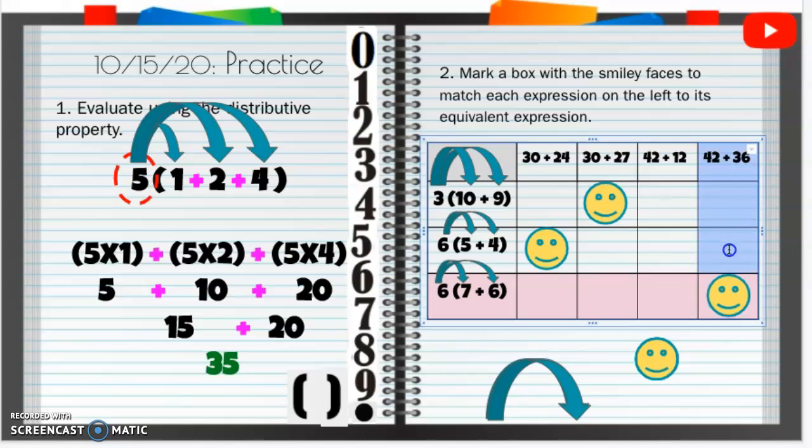So these ones are the same. This row is going to be the same. And then this row is going to be with that one. Alrighty, so that is it for our practice. Great job!